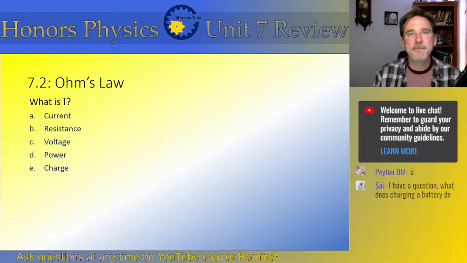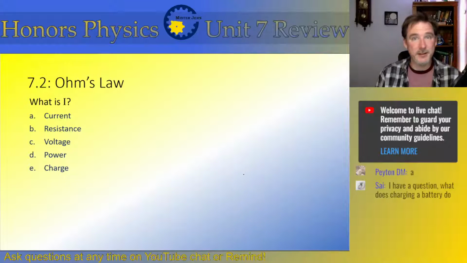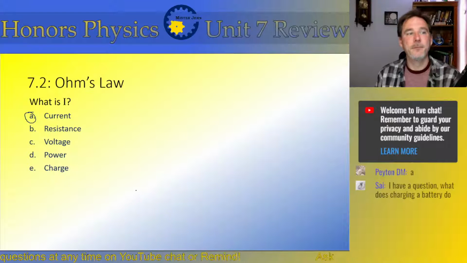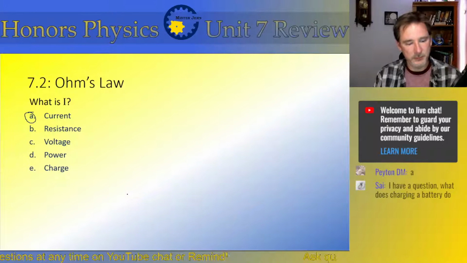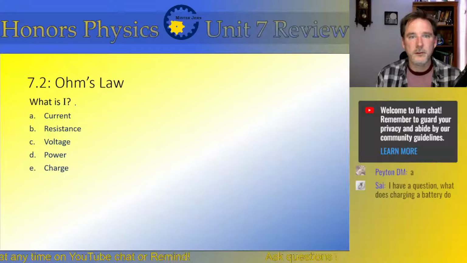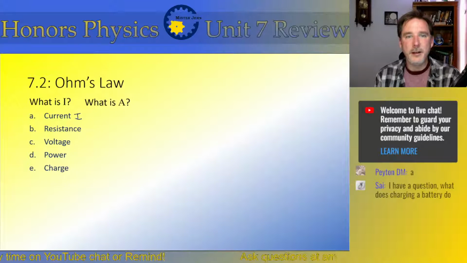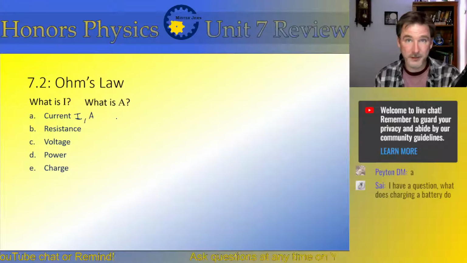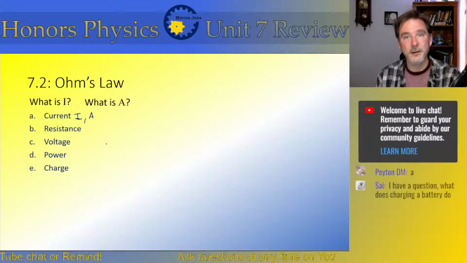All right, what is I? Remember, don't forget the easy stuff. I is current. Put that there. Now you know why I didn't want to circle it. What is A? Think about it. Oh wait, A is amps. That is the unit of measurement of current.